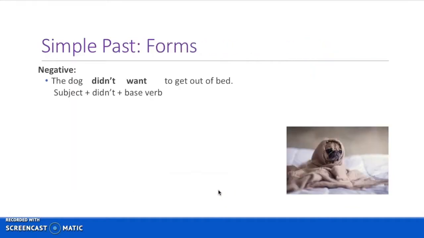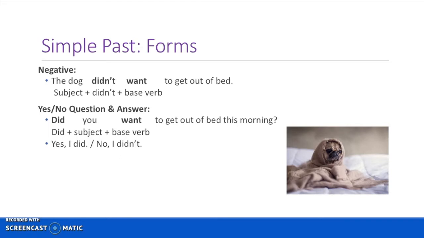These are the forms of the simple past. The only difference with the simple present is that we use the past form of the helping verb. So we use did instead of do or does. Negative. The dog didn't want to get out of bed. The dog is the subject, didn't is the helping verb, want is the base form of the main verb. Make sure to use the base form and not the simple past for the main verb when it's negative. So you cannot say the dog didn't wanted.